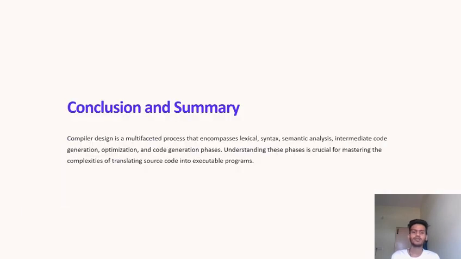Now we will see the conclusion and the summary of compiler design. Compiler design is a multi-phase process that accomplishes lexical, syntax, semantic analysis, intermediate code generation, optimization, and the code generation phase. Understanding these phases is crucial for mastering the complexity of transforming source code into an executable program.